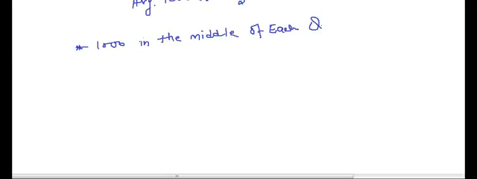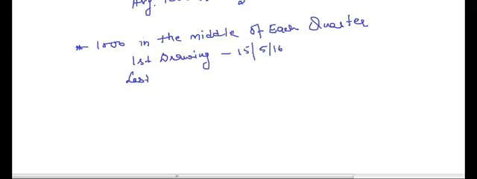Now next case. Next case is, I'll say he's withdrawing 1,000 in the middle of a quarter, in the middle of each quarter. Clear? Now if he is withdrawing in the middle of each quarter, when will be the first drawing? The quarter is from April, May and June. In the middle of quarter means he is withdrawing on 15th of May. And last drawing will be in the last quarter, middle of last quarter, 15th of February 17.